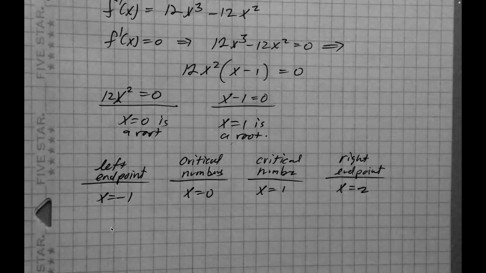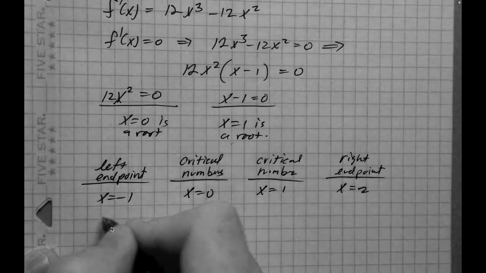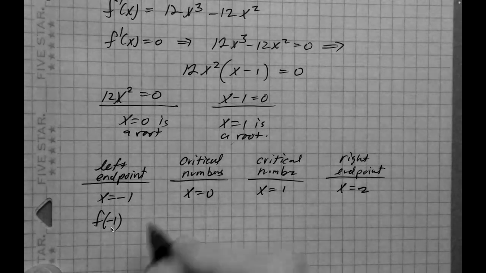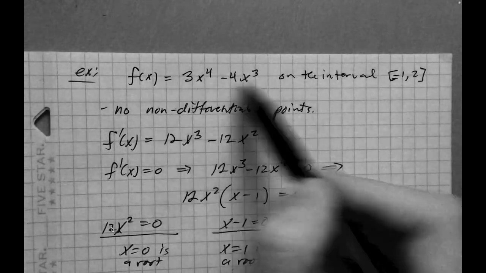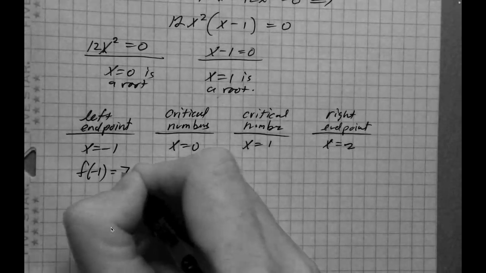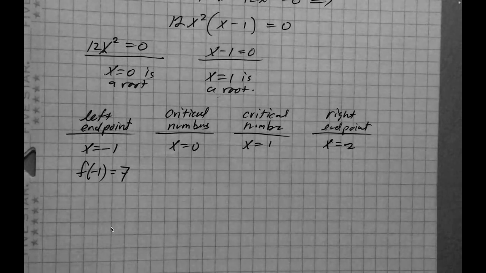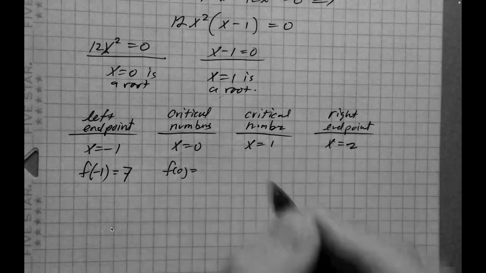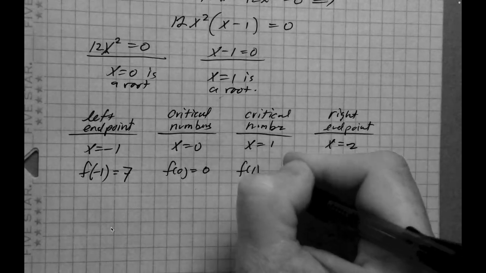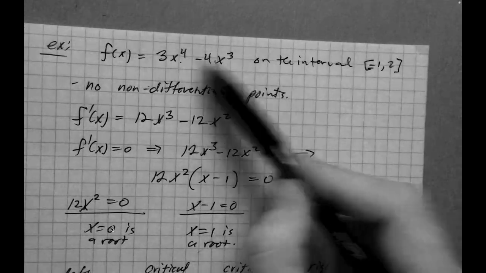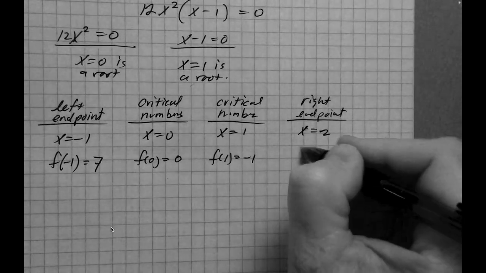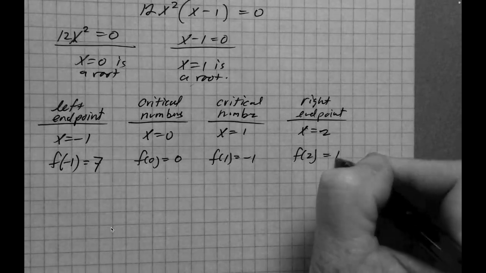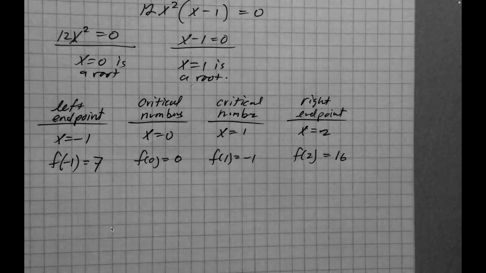Okay, so let's figure out what f is equal to at each of these. I've done the work off to the side here, but f of -1, if I plug that in, I get a 7. So the value of the function at -1 is 7, and then f of 0 is 0. For f of 1, I'm just plugging 1 into the original function, and I get -1. And if I plug in a 2, I get 16. Okay, so what is this telling me then?